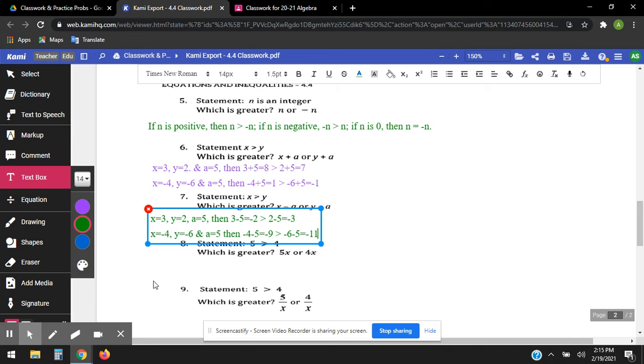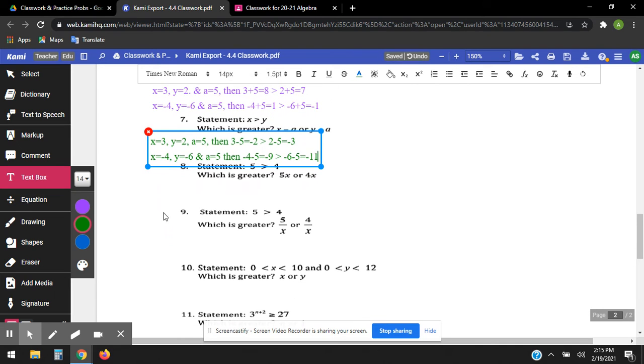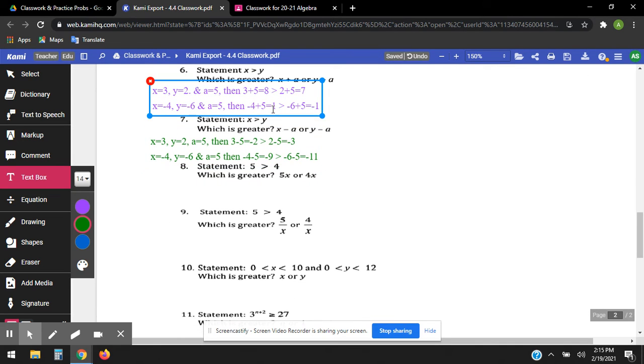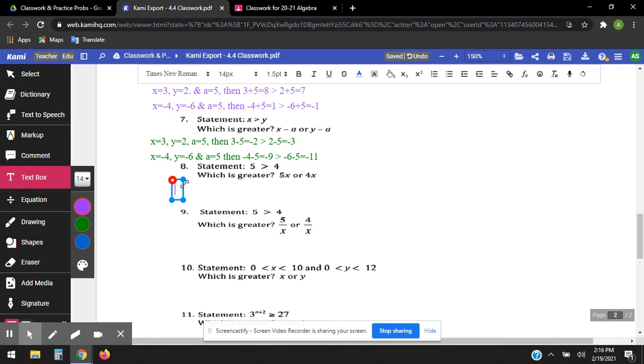Just like in our practice problems the other day, adding and subtracting didn't change the outcome of our inequality. 5 is greater than 4. So if I substitute a number in for x and multiply it by each of these, does this keep this true? Okay, well, that multiplication piece kind of throws things off sometimes.